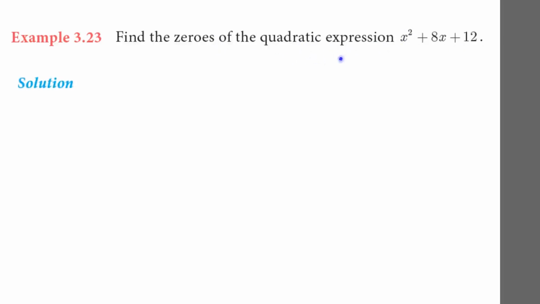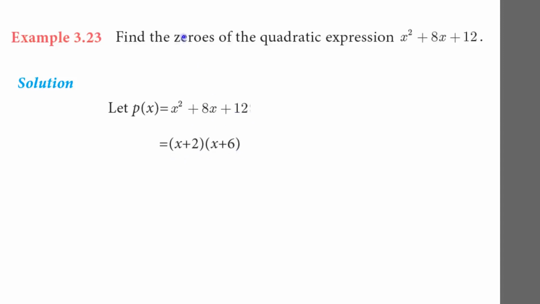See the solution. For that, first you have to take the given polynomial as p of x. Next you have to factorize this. The product of the first term and last term coefficients should come as 12, and when we add them it should come as 8. Which two numbers multiply to 12 and add to 8? Yes, 6 into 2, 6 twos are 12, and adding gives 8. So we can write the factors as x plus 2 into x plus 6.